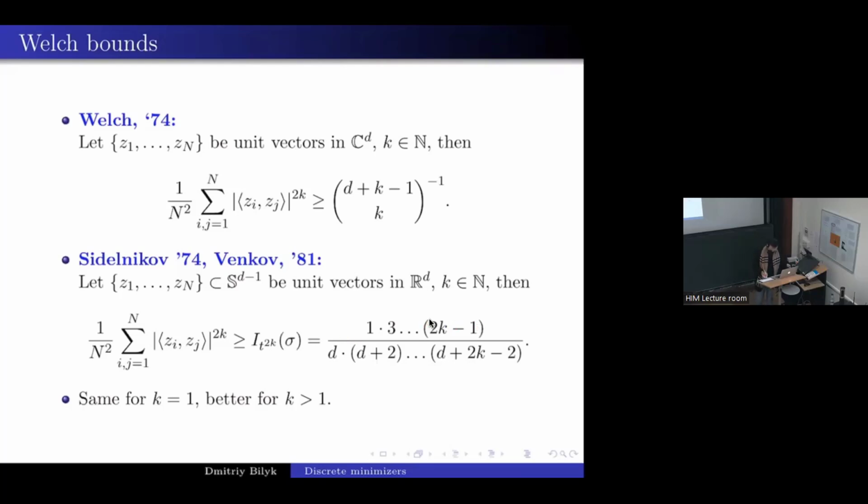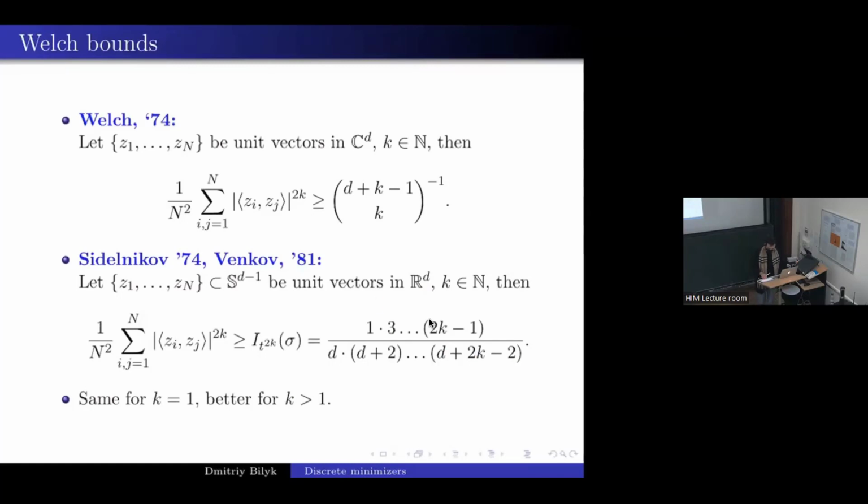This goes back probably even further, but probably the first reference I know is Sidelnikov. It was not done exactly in the terms that I described, but morally it was done in the same terms. And if you compare these two bounds, they are the same when k equals 1. So for the frame energy, they are the same. And for k greater than 1, this is actually a better bound. So in the real case, the Welch bound is not sharp. You have a sharper bound in the real case.